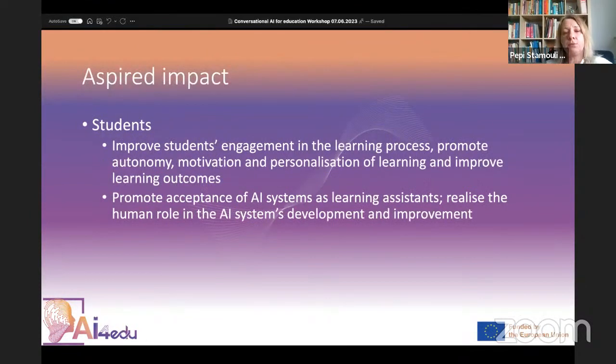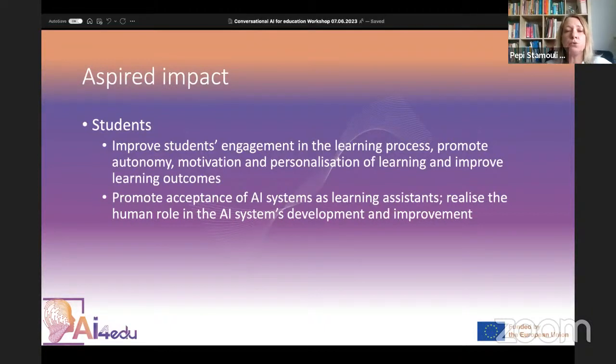The impact that we aspire to achieve as far as students are concerned is to improve their engagement in the learning process, to promote their autonomy and their motivation and personalization of learning, and also to improve learning outcomes, since we aspire to have some applications work for them as their tutors.